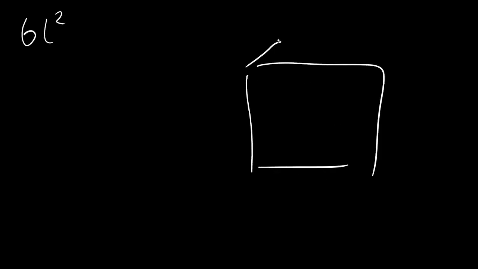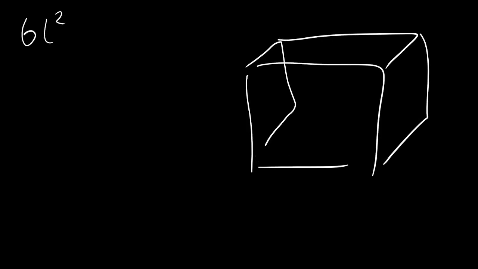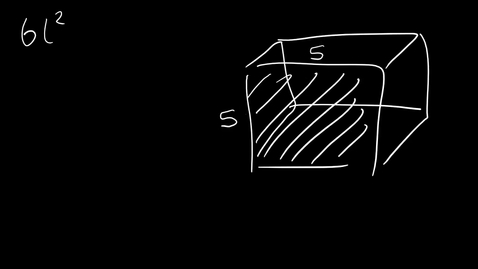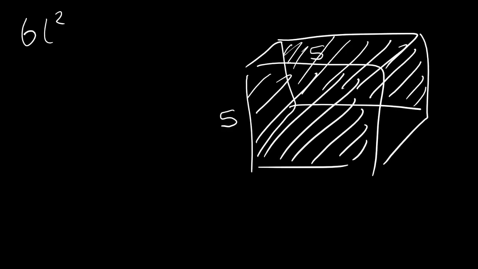So for example, if we had a cube, pretend this is a cube, and this side was, say, 5. What would the surface area be? Well, this is 5, which means we have this side. The same thing applies to this back side over here. So this is 25.